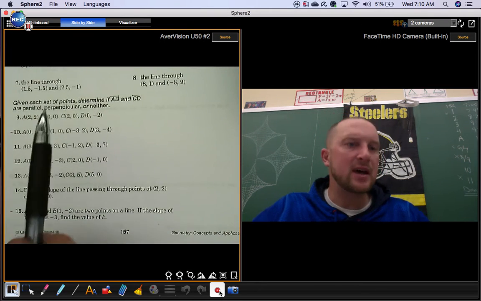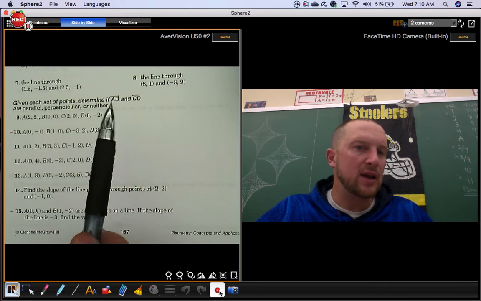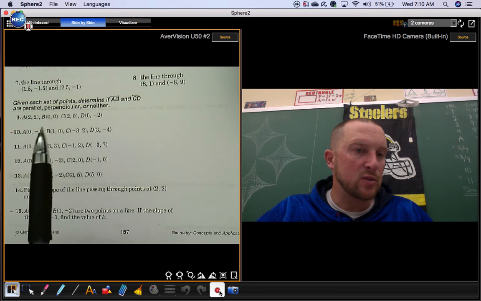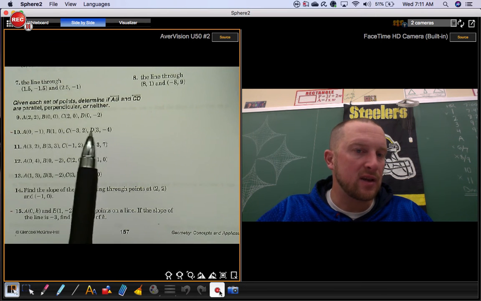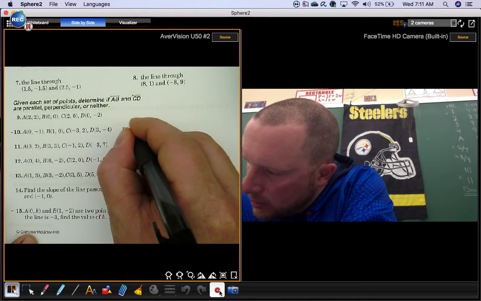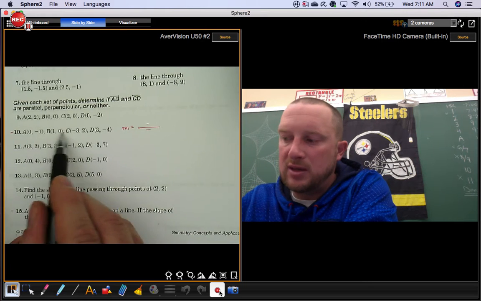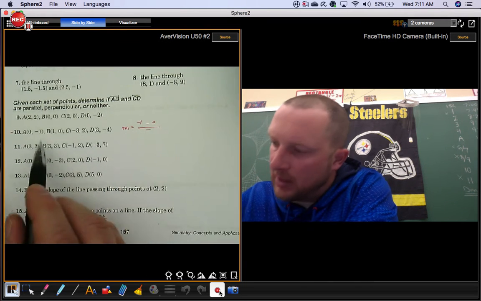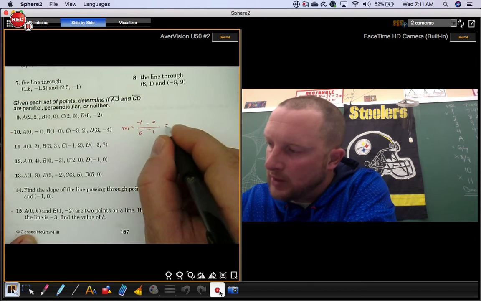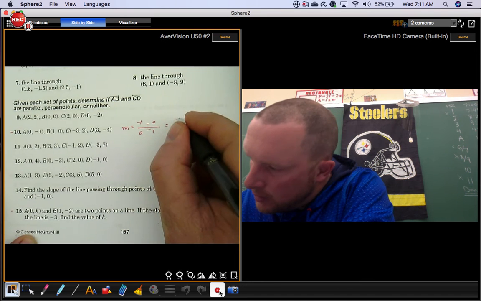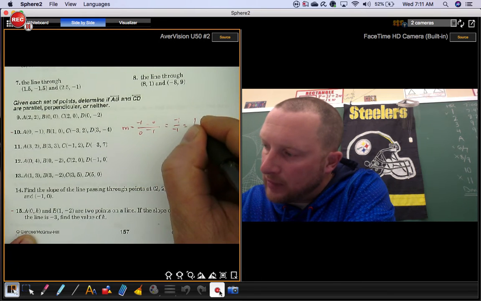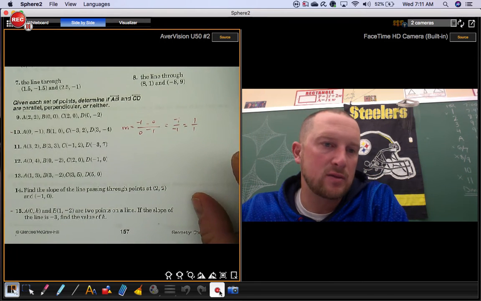I'm going to skip down to number 10. Given each set of points, determine if line AB and line CD are parallel, perpendicular, or neither. So find the slope of this line, find the slope of this line, compare them. So I'm going to find the slope of line AB first. I'll do negative 1 minus 0. Then I'll do 0 minus 1 down below. I get negative 1 over negative 1. Negative divided by negative is a positive. So we'll just change that to positive 1 over 1.